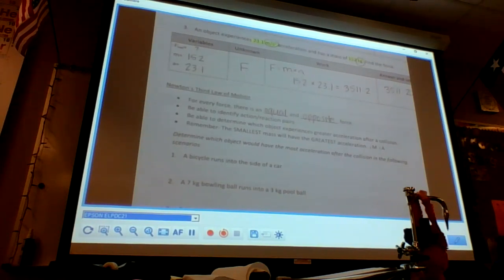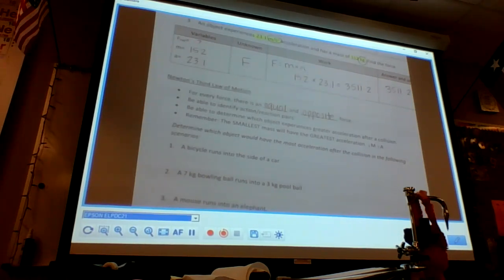Okay, it will be an equal and opposite force. Being able to identify action-reaction pairs. So that's like, the action is you bouncing on a trampoline. The reaction is the trampoline pushing you up. Okay, action, reaction, stuff like that.